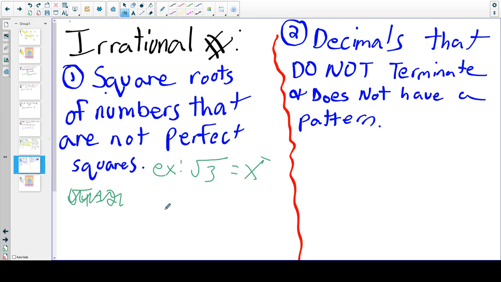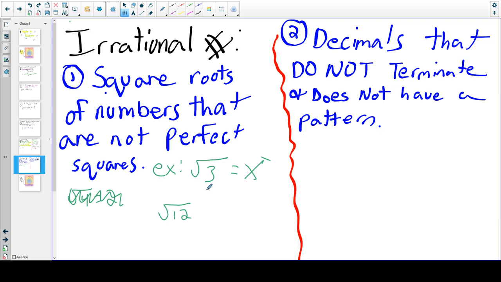So another example could be the square root of 12. Is 12 a perfect square? In other words, is there one number that you can multiply to itself to get you 12? 1 times 1 is 1.